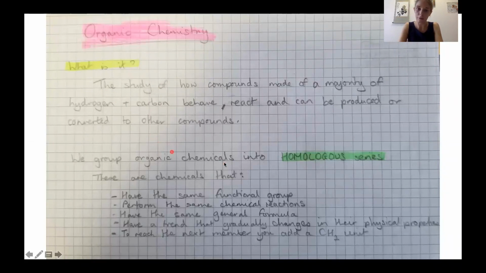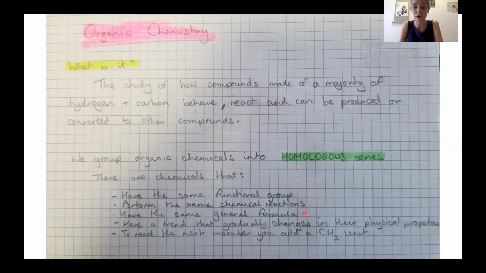We group these organic chemicals into things called a homologous series. So homologous: homo means same, logos means sequence. So homologous is a same sequence. A homologous series are chemicals that have these 5 properties. So they will have the same functional group. Now, functional group is the part of the molecule that does reactions, and we'll talk more about functional groups as we go through the course. And they perform the same chemical reactions, mostly because they have the same functional group, so they're going to do the same reactions because they have a similar section on their chemical.